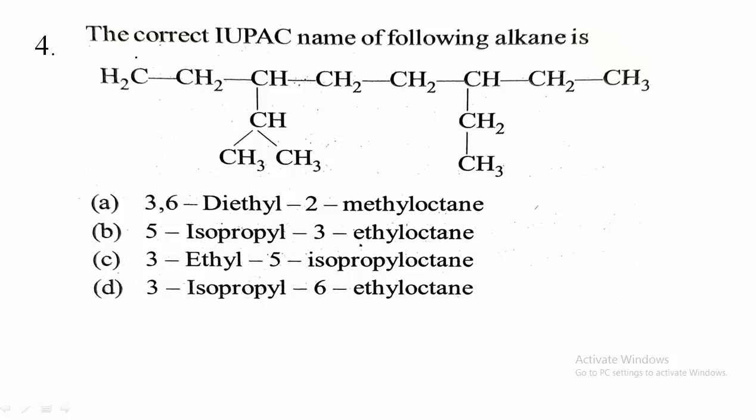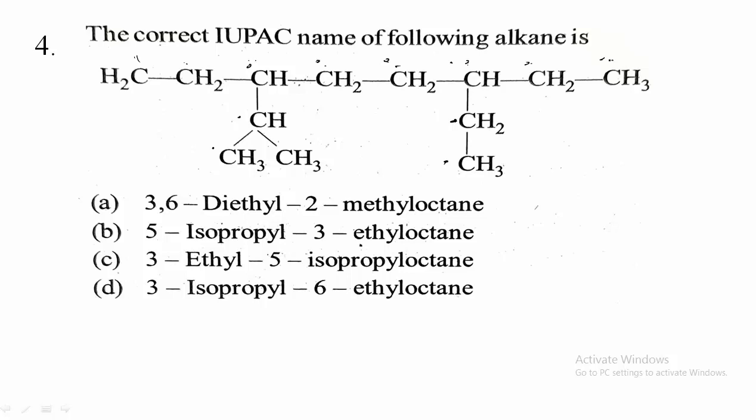See, first 1, 2, 3, 4, 5, 6, 7, 8. It is the longest chain. Now if I take it in this manner, 1, 2, 3, 4, 5, 6, 7, 8, it is also the longest chain. And I can take this as 1, 2, 3, 4, 5, 6, 7, 8. This is also the longest chain. Now which one will we have to consider to name the alkane?